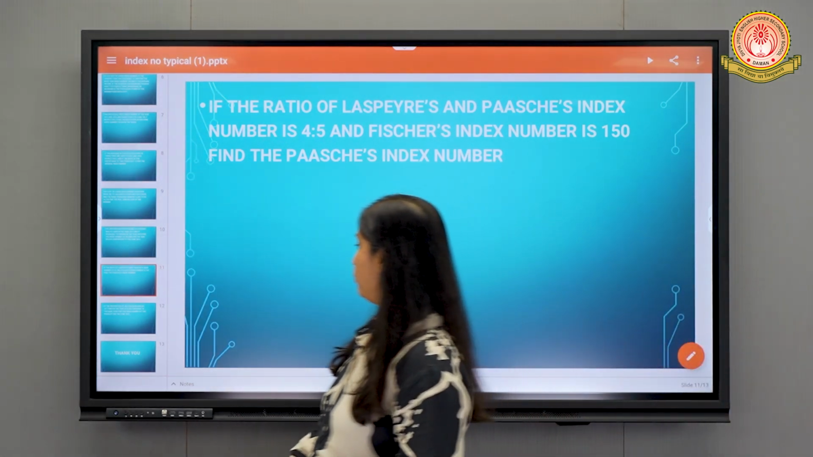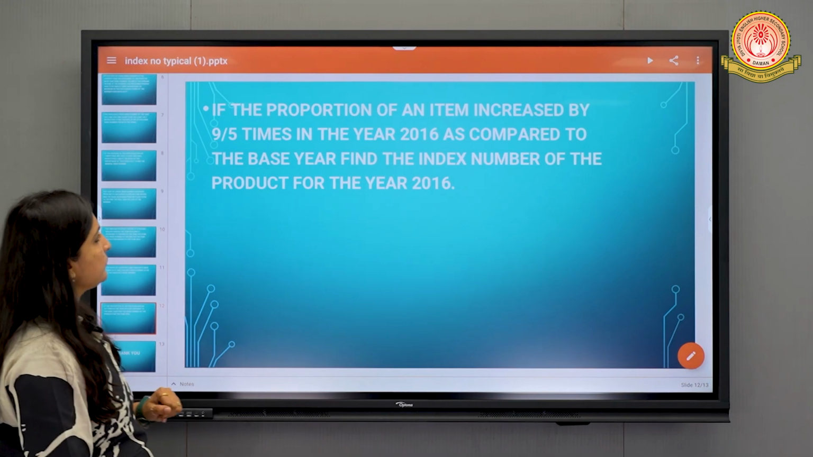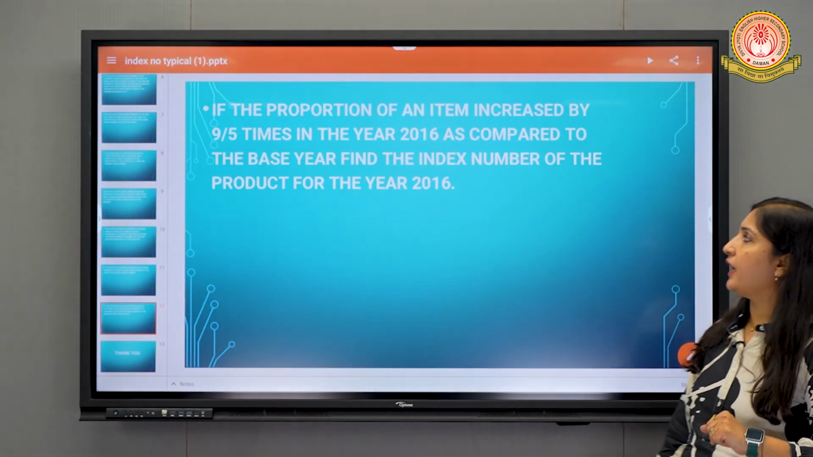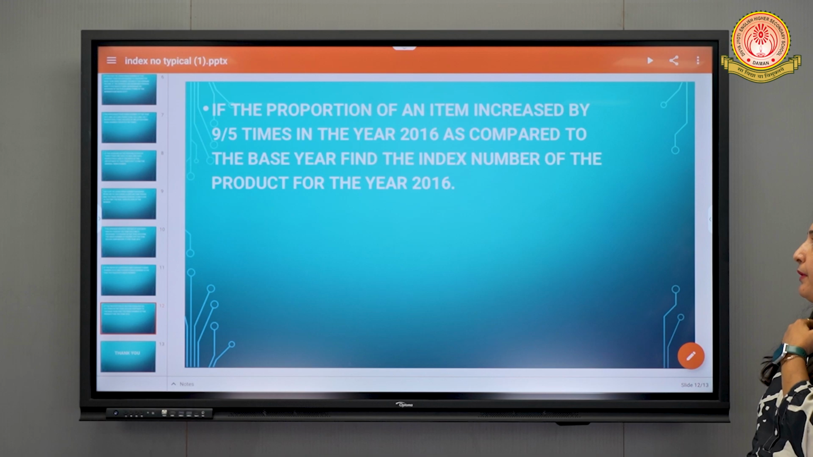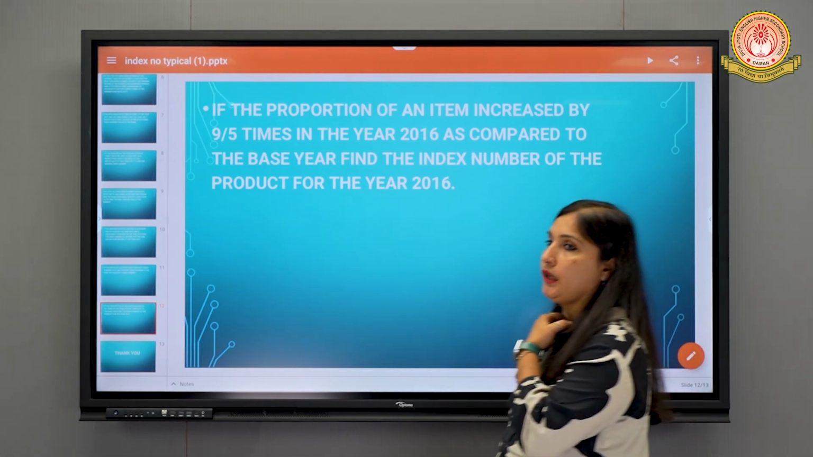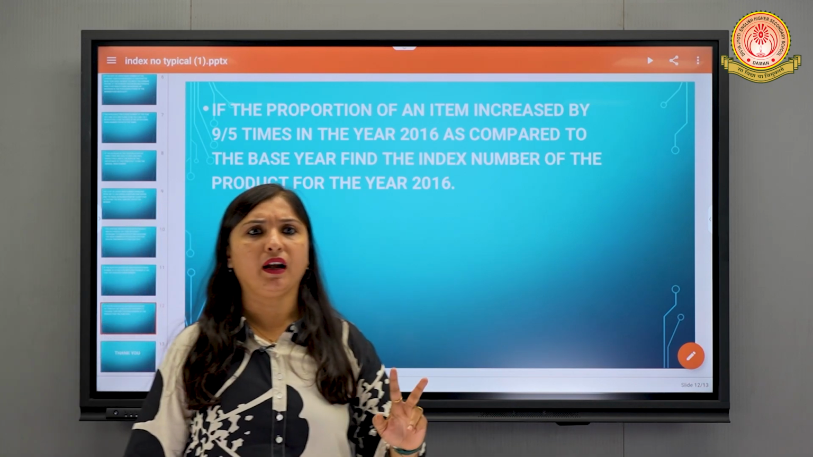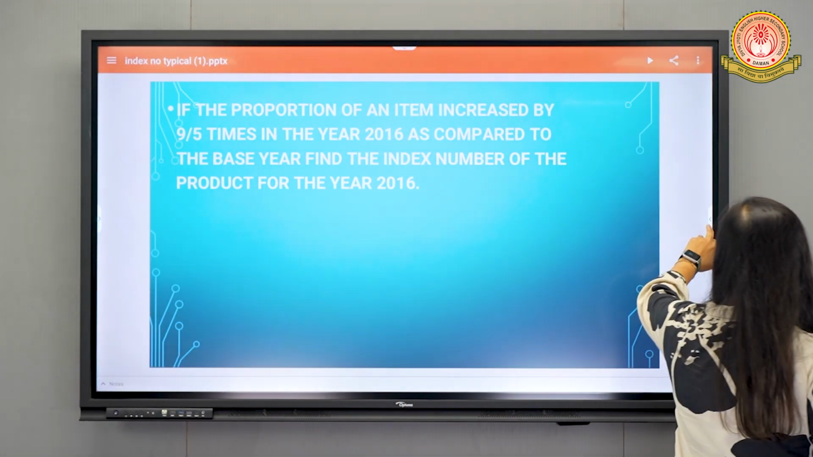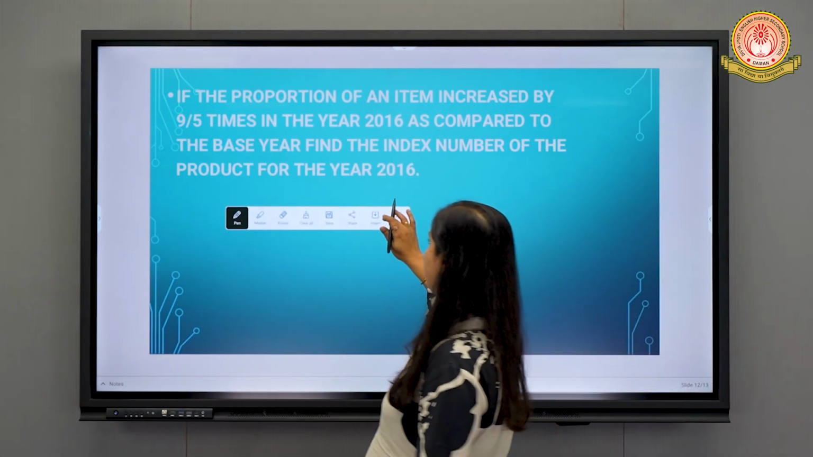Yes, let's move further. We have one last question to complete. Let's see. The question is: if the production of an item is increased by 9 by 5 times in the year 2016 as compared to the base year, find the increase in production. This kind of question I think we have already done, right? Production has to be increased. We don't have the base year. Do we have the base year? No, the base year is not given.